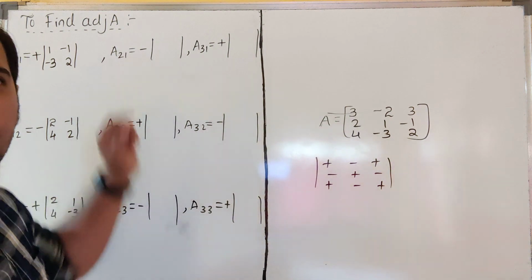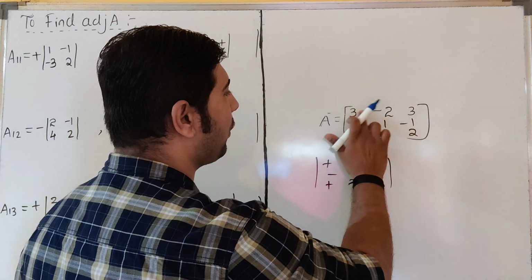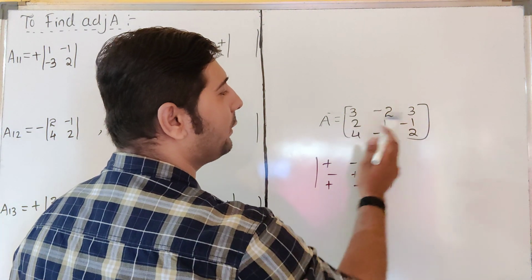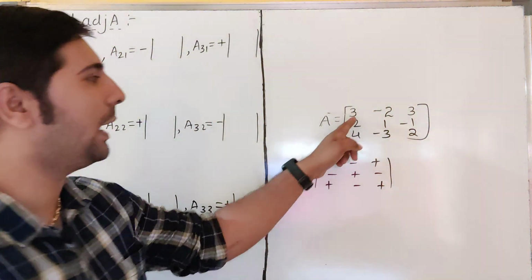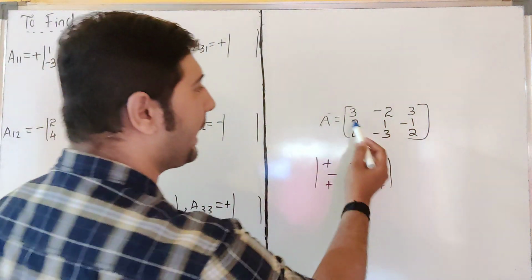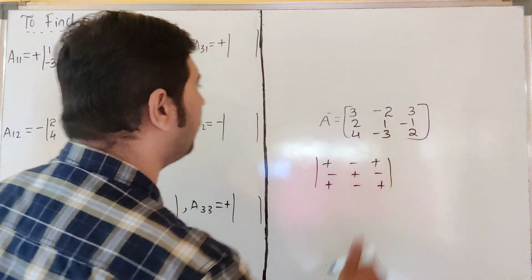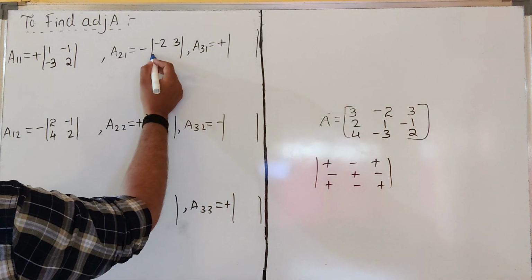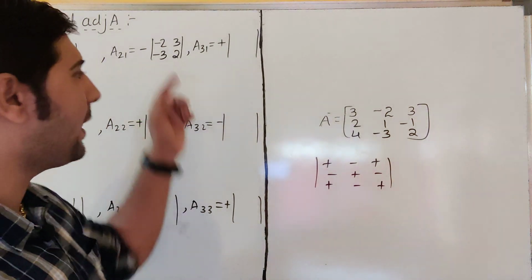Second row, first column. Second row means what? You know this. This is the second row. I will show you. Can you see? 2, 1 minus 1 is the second row. You leave second row, first column, and you are left with minus 2, 3, minus 3, 2, dear students. This is second row, first column.